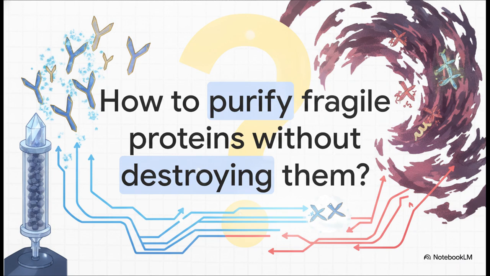So, let's kick things off by asking the million-dollar biomanufacturing question. How exactly do we clean up super delicate therapeutics, like monoclonal antibodies, without completely denaturing their natural folded structure? Because a lot of traditional separation methods use these harsh organic solvents that just unfold and totally ruin the biological activity of these incredibly complex, fragile molecules. We really need a method that is gentle but still powerfully selective.